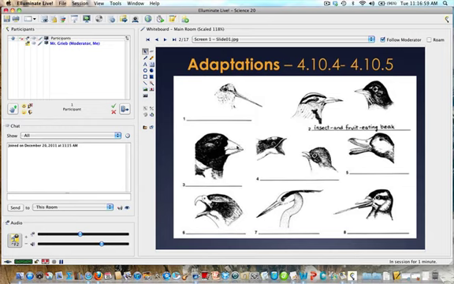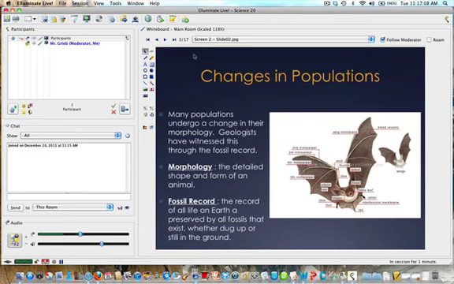Okay, today we're going to be covering our last topic, and that is adaptations. When you're examining changes in populations, you need to understand that populations will undergo a change in their morphology, which is like their physical characteristics, basically. Geologists have witnessed this throughout the fossil record, so there have been changes. Morphology is the detailed shape and form of an animal. The fossil record is the record of all life on Earth that is preserved by all fossils that exist, whether dug up or still in the ground.